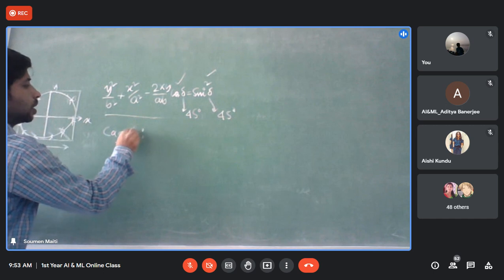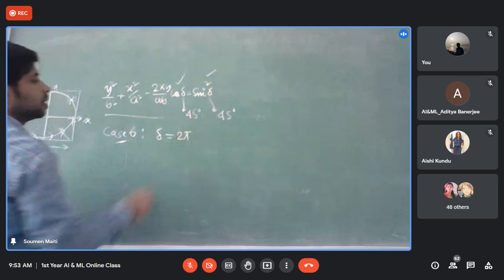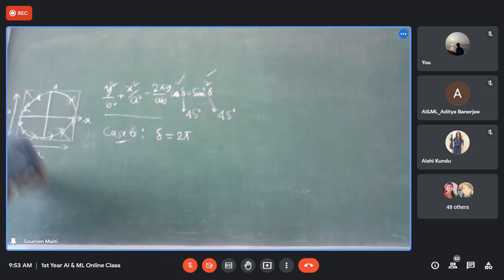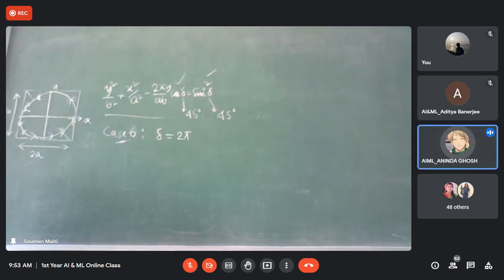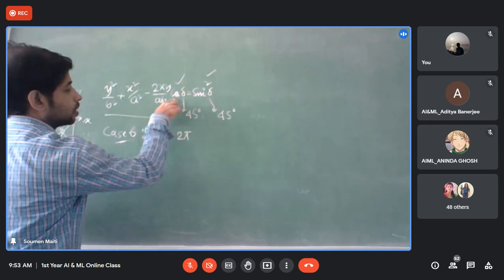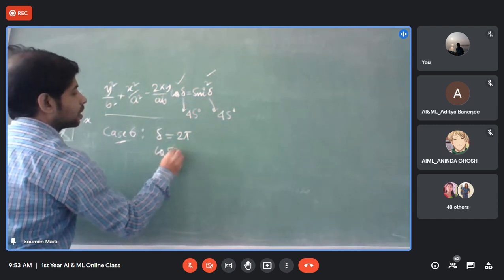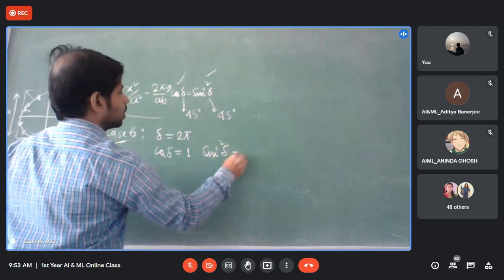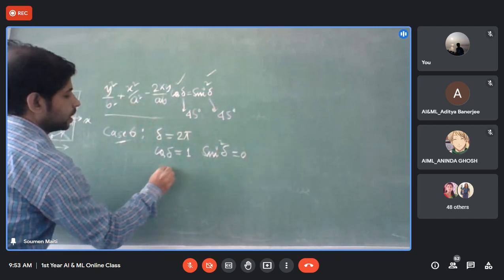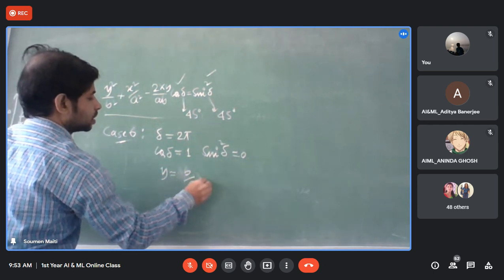Case number 6, final one. If the value of delta equal to 2 pi, what will happen? Cos will be 1 and sin will be 0. Then what does it mean? If cos delta is equal to 1 and sin delta equal to 0, then can we achieve this equation: y equal to b by a into x, yes or no?